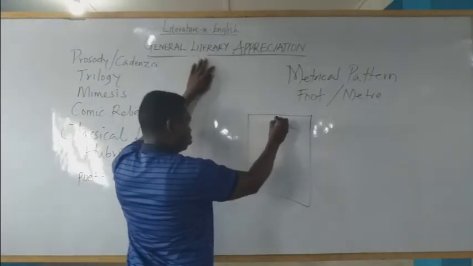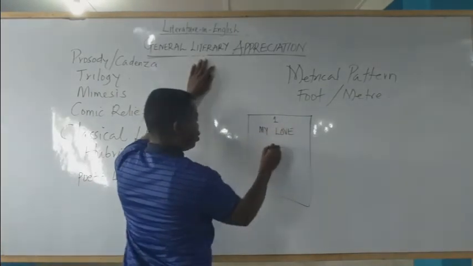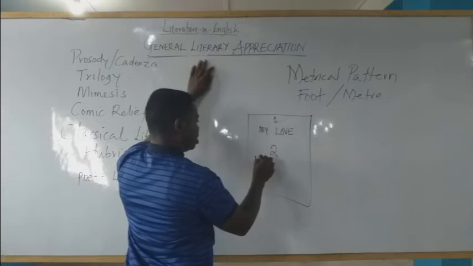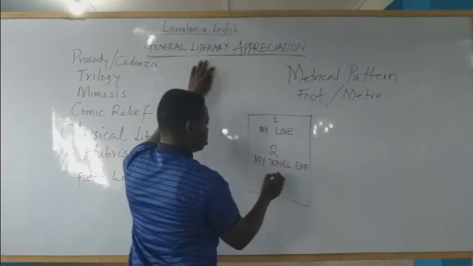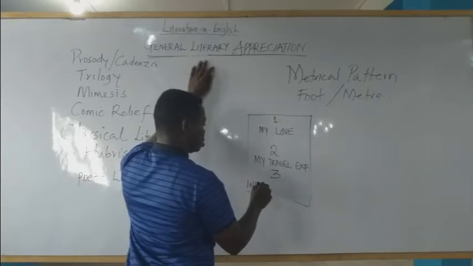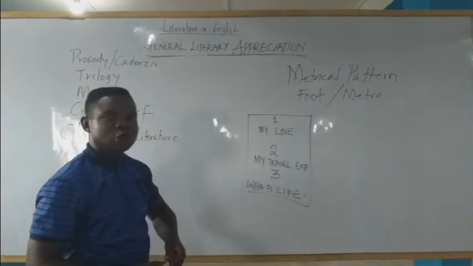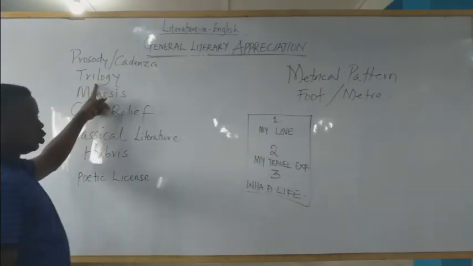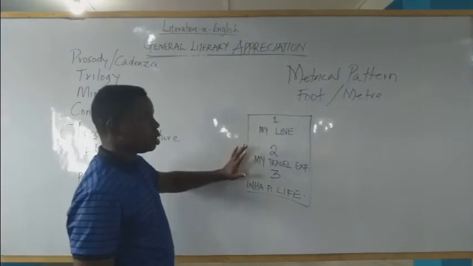Play number one, you have "My Love." Play number two, you have "My Travel Experience." Then play number three, "What's a Life?" When in a single booklet you have three connected plays, it is called trilogy. Three connected plays or actions in the same booklet is called trilogy.